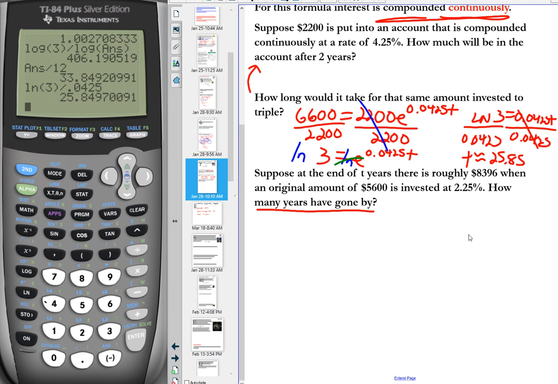Anybody get the answer yet? Final amount is 83.96. Initial amount is 5,600. This doesn't do a very good job of saying how we're compounding, but since it's on the same page as compounded continuously, let's just assume that we're compounding this continuously. So that would be e to the power of the rate, which is 0.0225 t.